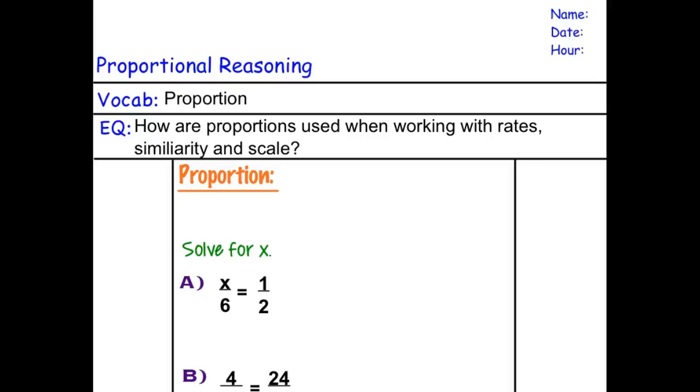Welcome back. We're going to take that solving equations work that we did yesterday and take it one step further and work with proportions. So let's start off with talking about what a proportion is. A proportion is two ratios that equal each other. So something over something equals something over something.